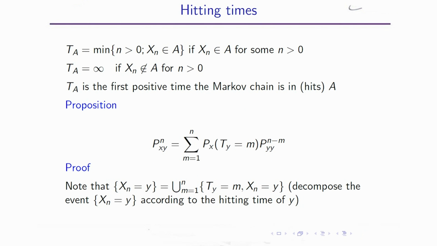Hitting times. Let T_A represent the minimum n such that X_n belongs to A. So in this case, T_A represents the hitting time. For example, if this is our process, we start from here, and this is, for example, A. And we go like this, and that is the first time we hit A, right? So in this case, this is called the hitting time. That is T_A. This is the time that we need, the first time that we hit A. So that is the hitting time.